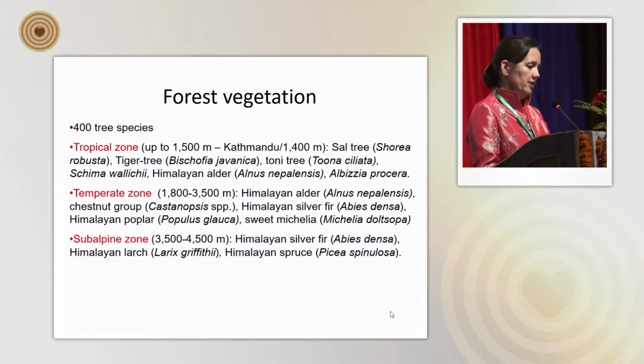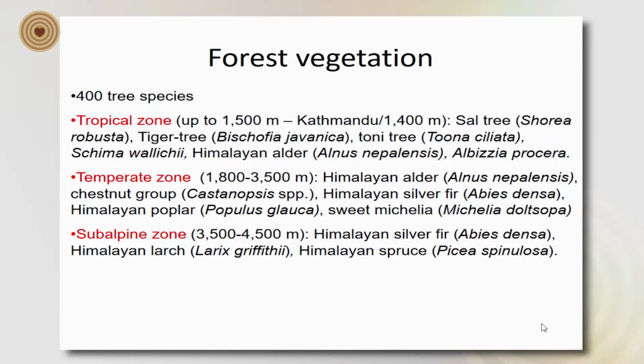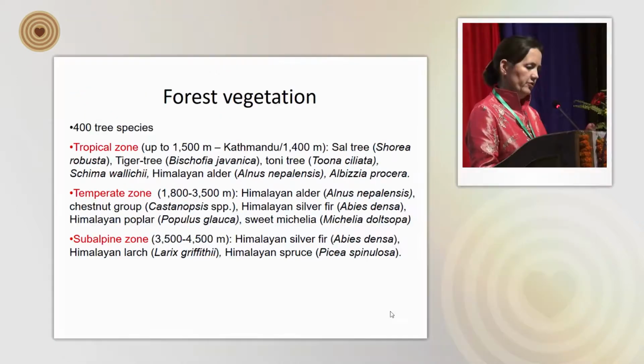The forest vegetation in Sikkim is about 400 tree species, from low level up to 1,500 meters. Just to remind you, Kathmandu is 1,400 meters. This is the tropical zone. And then from 1,800 to 3,500 is the temperate zone, and up from 3,500 is the subalpine zone, where you can find the conifer trees.